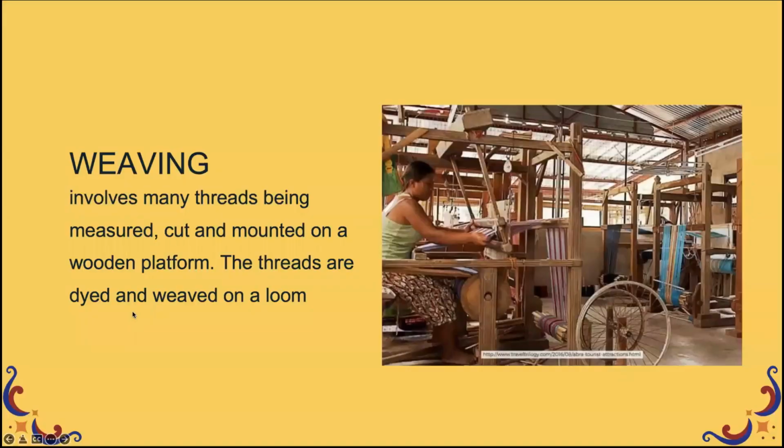As an example of functional art, there is also the weaving, which we discussed in the traditional art, right? We get traditional art from weaving. So this is also functional art. It involves many threads being measured, cut, and mounted on a wooden platform. The threads are dyed and woven on a loom. Usually, I see this in a movie, but not really in reality, only from pictures. I don't know with you, probably you see this already in actual. Okay, so that's another functional art.